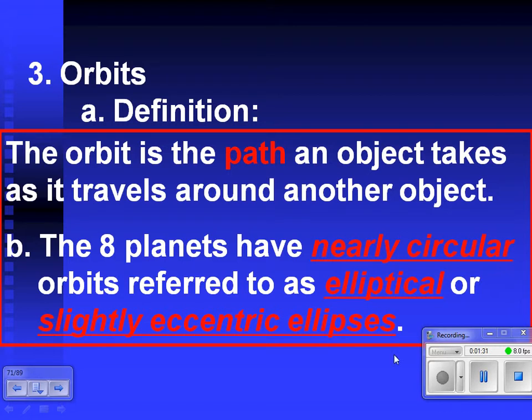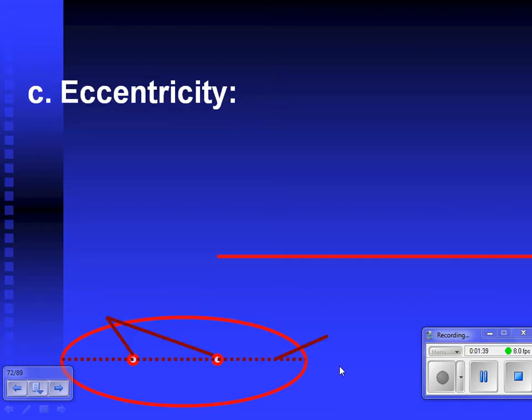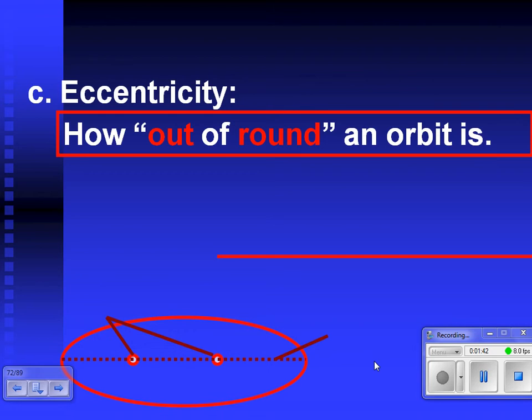And since they're not perfectly round, we can actually measure them and then calculate how out of round these orbits are. Well, how can we do that? We can use our Earth Science reference tables, and we can find out how out of round an orbit is by looking up the equation for eccentricity. Eccentricity is the equation to find how out of round an orbit is. So take a moment, you can pause the screencast if you need to, and look at page 1 in your Earth Science reference tables and find the equation for eccentricity.